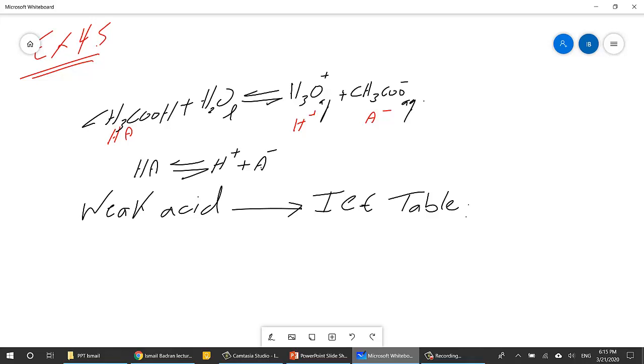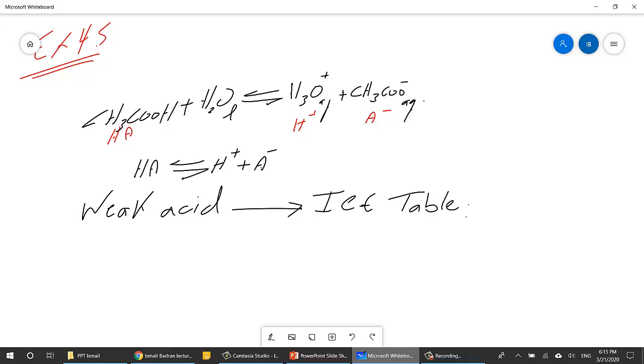In this specific example, water behaves like a base because it is accepting the H plus from the acetic acid. CH3COOH is the proton donor here, and H2O is the proton acceptor. So we can simplify this question to save you time by referring to the acetic acid as HA, and just removing the liquid from the equilibrium because it does not contribute to the equilibrium constant, as you know.